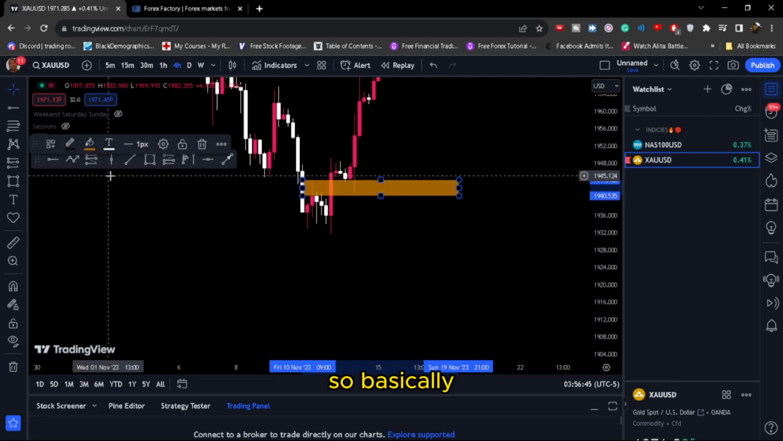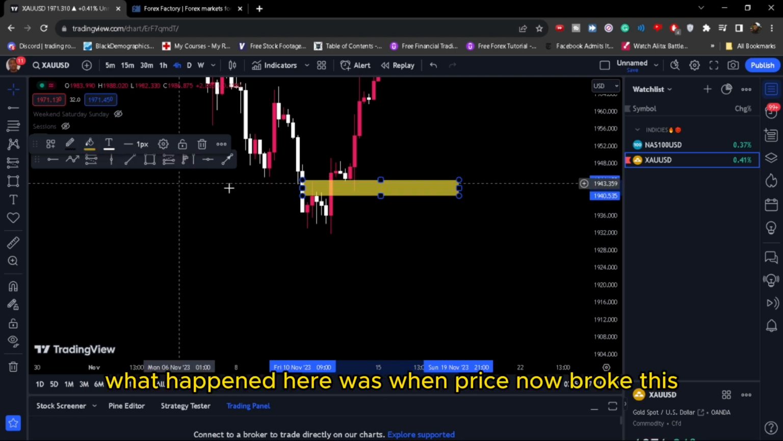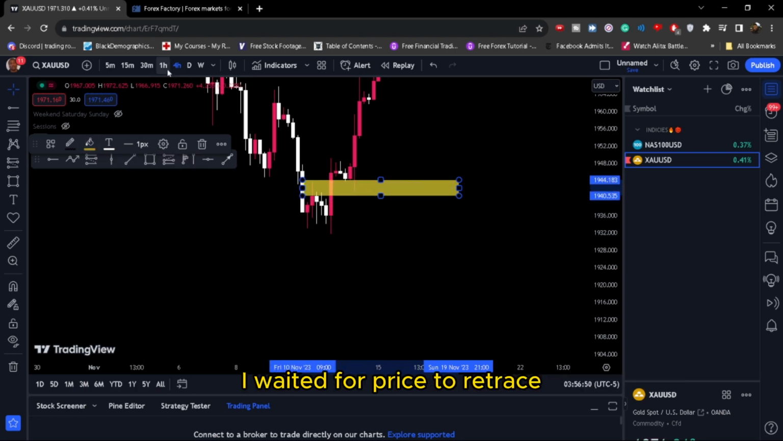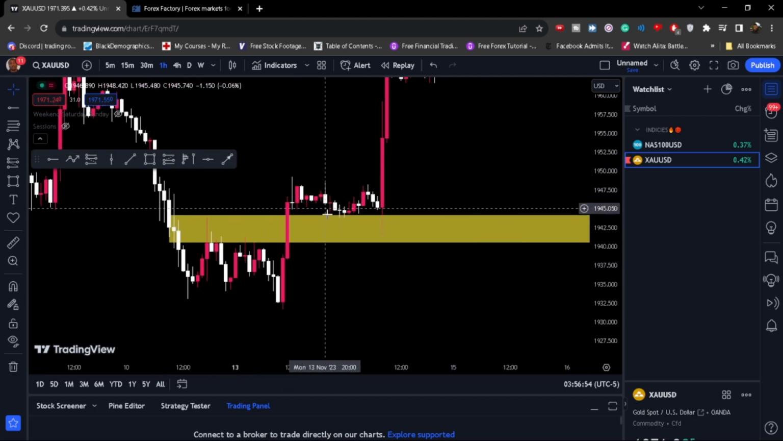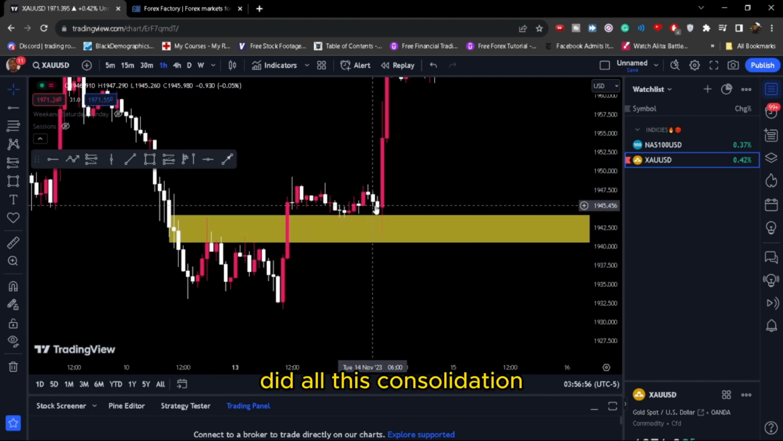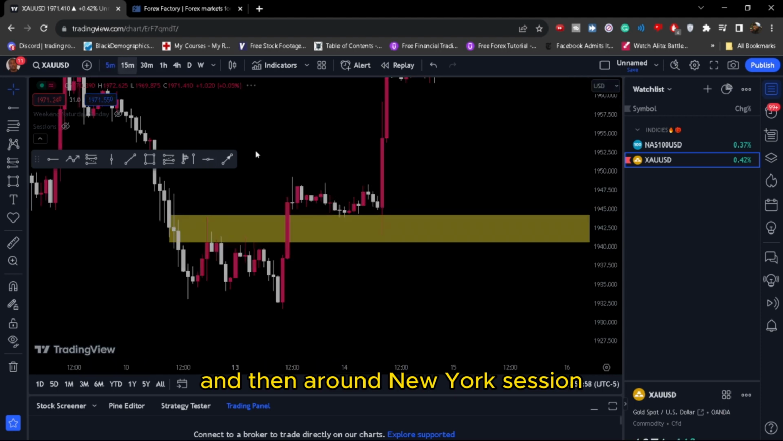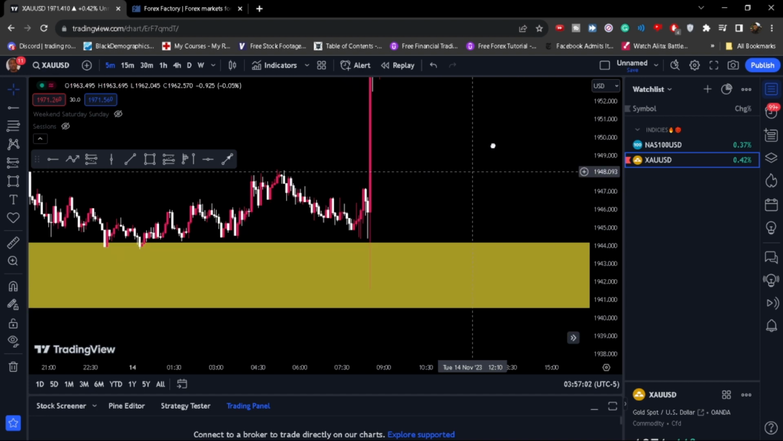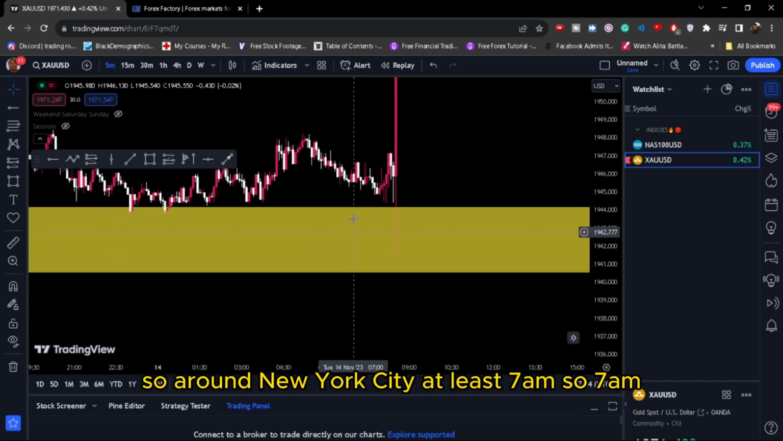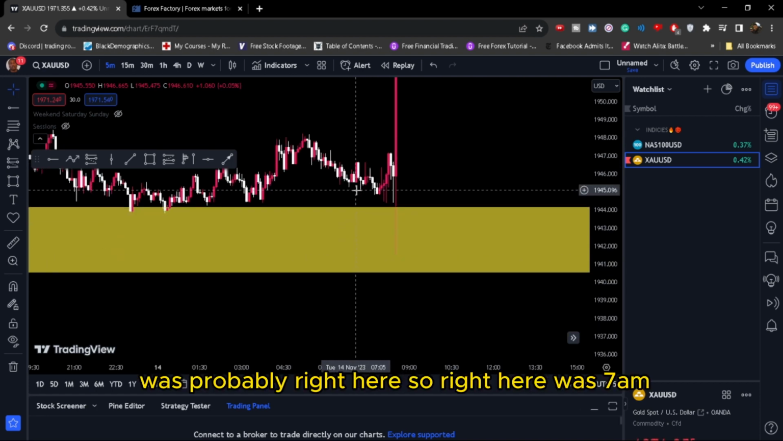So basically what happened here was when price now broke this, I waited for price to retrace, do what it has to do. So it did all this consolidation, and then around New York session, if I go to the 5-minute time frame real quick, so around New York session at least 7 a.m. So 7 a.m. was probably right here. So right here was 7 a.m.